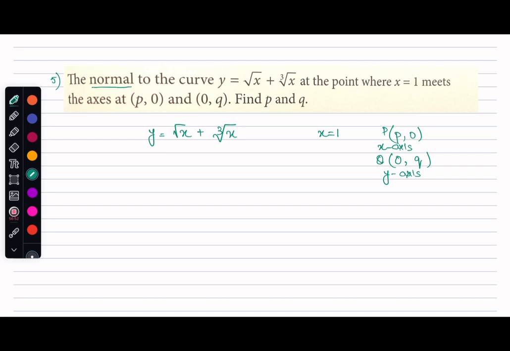So these two points P and Q are present on the normal, because they say it's the normal which meets the axes at P comma 0 and 0 comma Q. And they have also given us the point where x is equal to 1. That means first we need to have the normal equation to solve for P and Q. So how to get the normal equation?